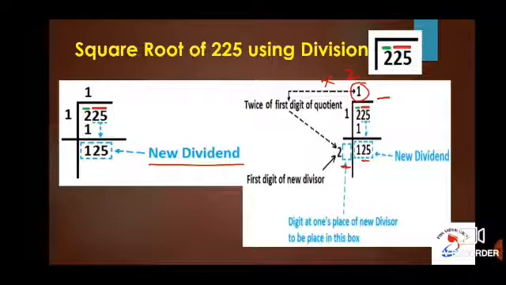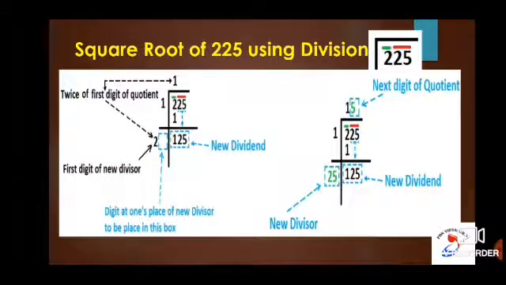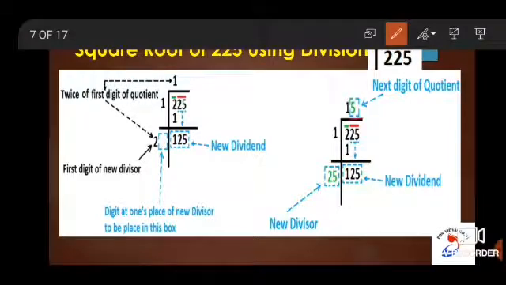The same number you are going to place in this box, the same number you have to place on the quotient also. Let us continue in the next slide. So I have found out the result should be 5. I have written 5 as the new divisor. The same number 5 I have written on the top of the quotient also.